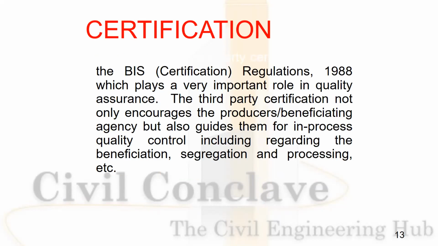The BIS regulation 1988 plays a very important role in quality assurance. The third party certification not only encourages the producers but also guides them for in-process quality control, including regarding the beneficiation, segregation, and processing, etc.